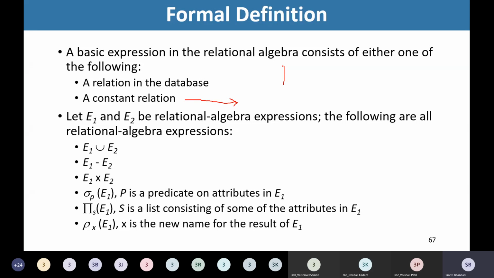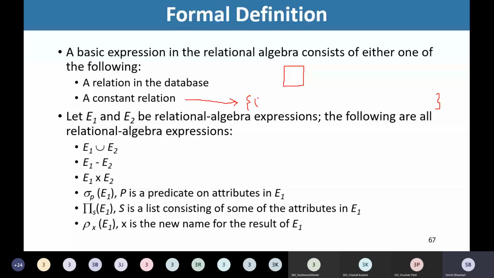Let me explain. A relation in the database means, if I have a university database, then I have a relation instructor that is defined in my database. So while writing a relational algebra expression, I may directly use the relation that is available in the database, or I may use a constant relation. A constant relation means that if I want to define some relation that is not there in my database, then I may write a constant relation in this set form.